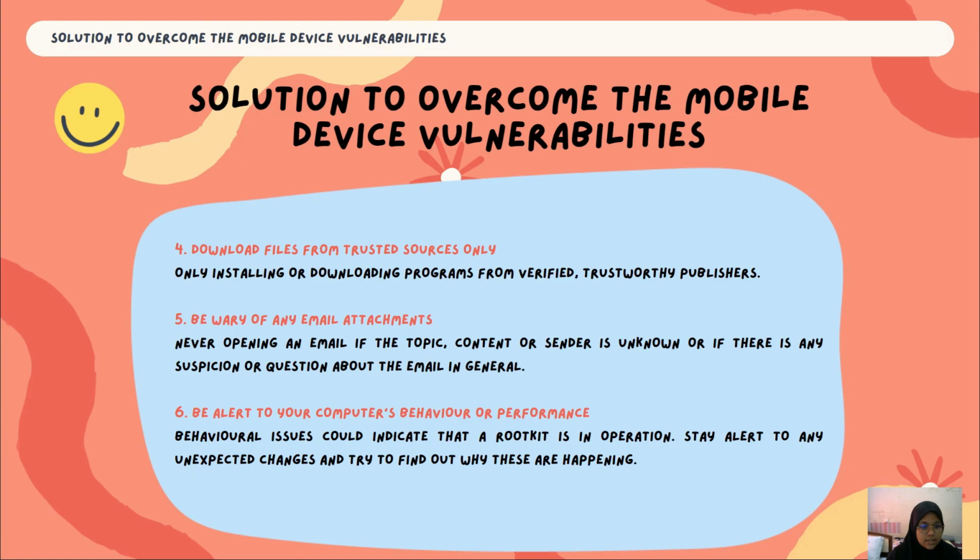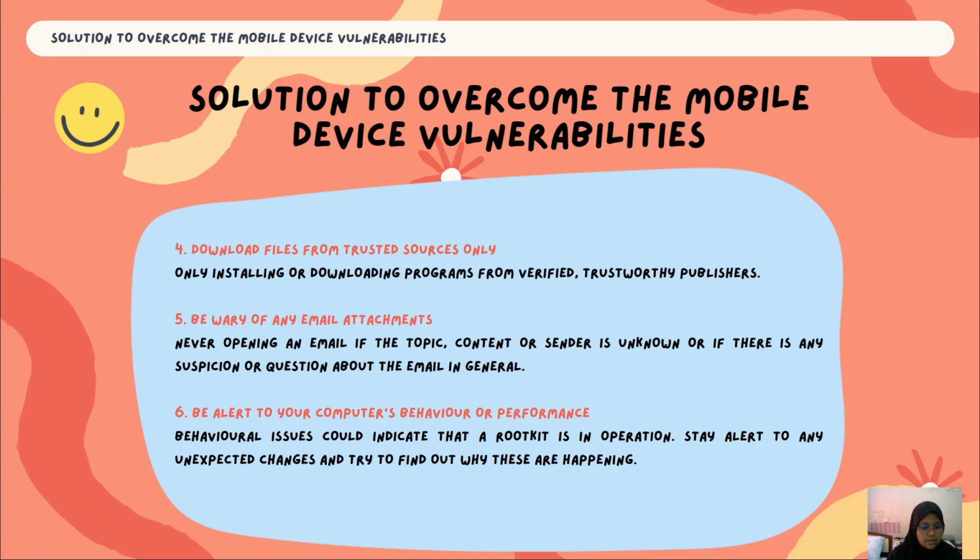The fourth one is download files from trusted sources only. Only install or download programs from verified, trustworthy publishers. The fifth one is be wary of any email attachment. Never open an email if the topic, content or sender is unknown, or if there is any suspicion or question about the email in general.